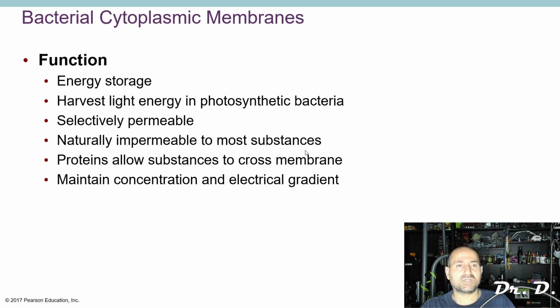Now, why do we have a cytoplasmic membrane? Why do bacteria have this membrane? Well, bacteria use their membranes for many things, not just to keep the inside of the bacteria inside and keep what's outside out. It's selectively permeable, which means it allows certain things in, certain things out. It protects the cell. Not only that, it can be used to produce ATP.